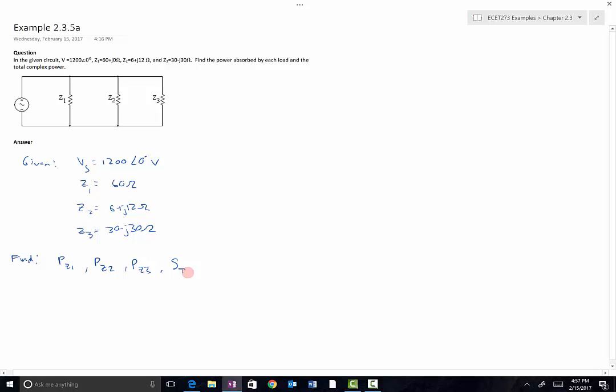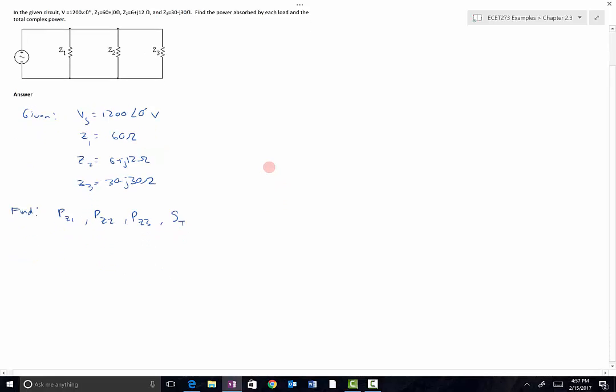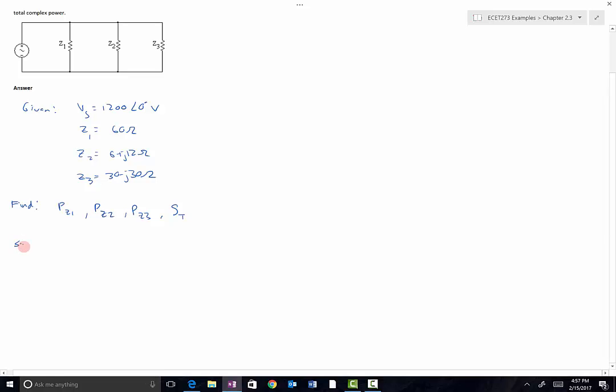So, to do this, I'm going to use the fact that the voltage source is in parallel with these three loads, meaning that Z1, Z2, and Z3 all see 1200 at angle 0 degrees across their terminals. I can then calculate the current flowing through them and use the formula S is equal to I star V. So that's the method I'm going to use. But first I need I1, I2, and I3.